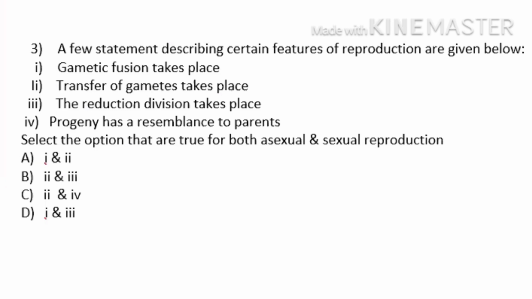Now see the third question. They have given certain features for reproduction. See, gametic fusion will take place, transfer of gametes will take place, reduction division will occur, progeny has a resemblance to parents. And they're asking us to select the option which is true for both, means both asexual as well as sexual. Now see, gametic fusion you can't take because gametic fusion occurs during the sexual event only, not during asexual. So this option is wrong.